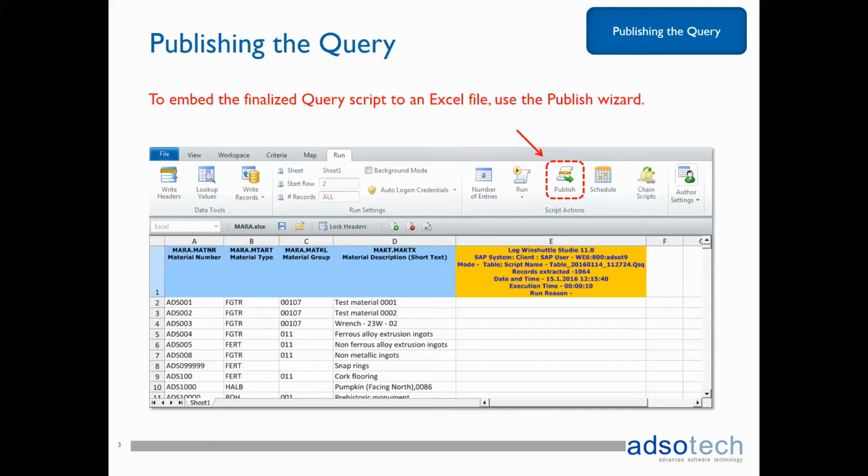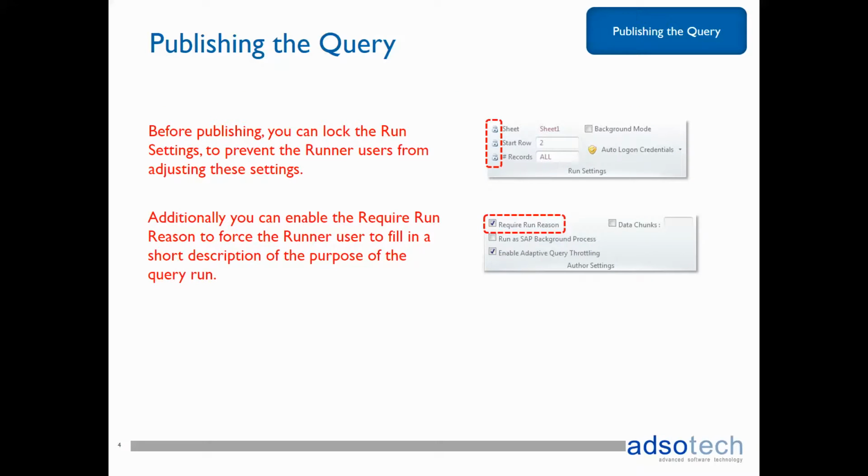So, once you have finished developing and testing your query script, use the publish feature on the run page to embed the query script file to the Excel template. If needed, you can also lock the run settings to prevent the runner users from making changes to these settings once the solution has been published. You can, for instance, lock the Excel range where the query results will be extracted to, or force the users to provide a run reason every time they run the query.